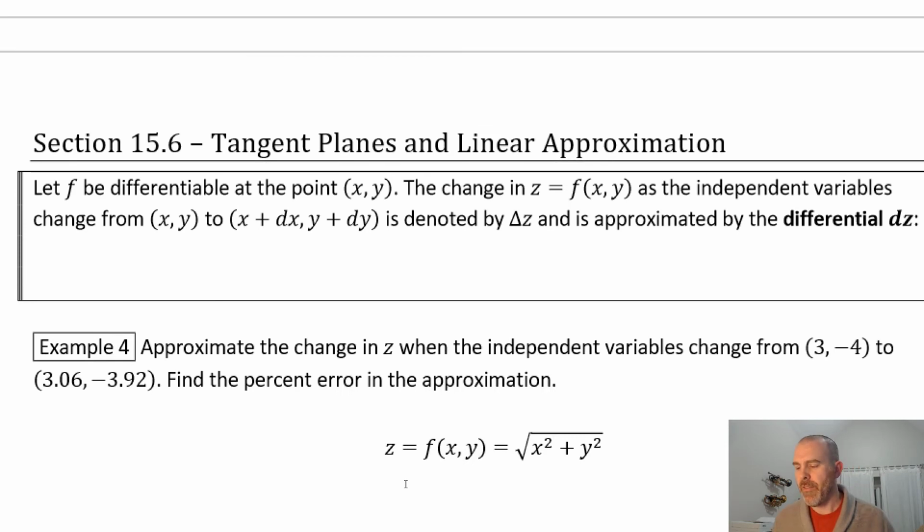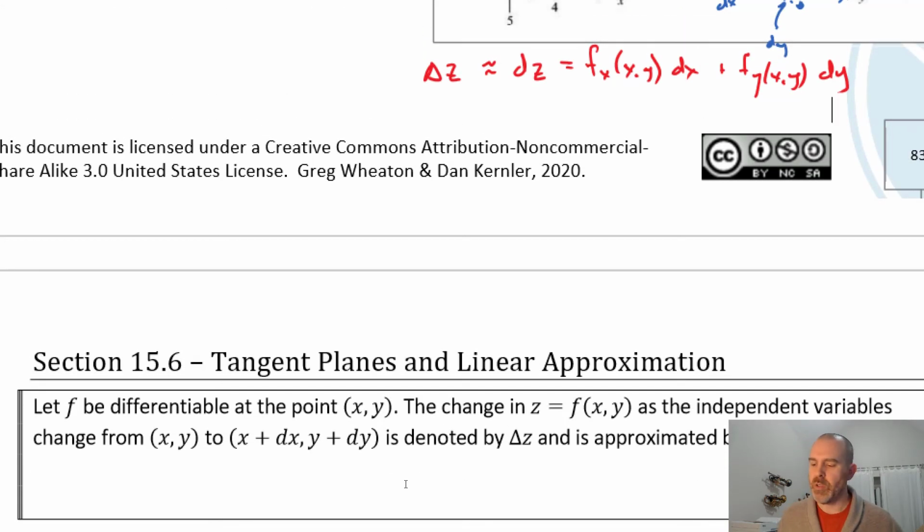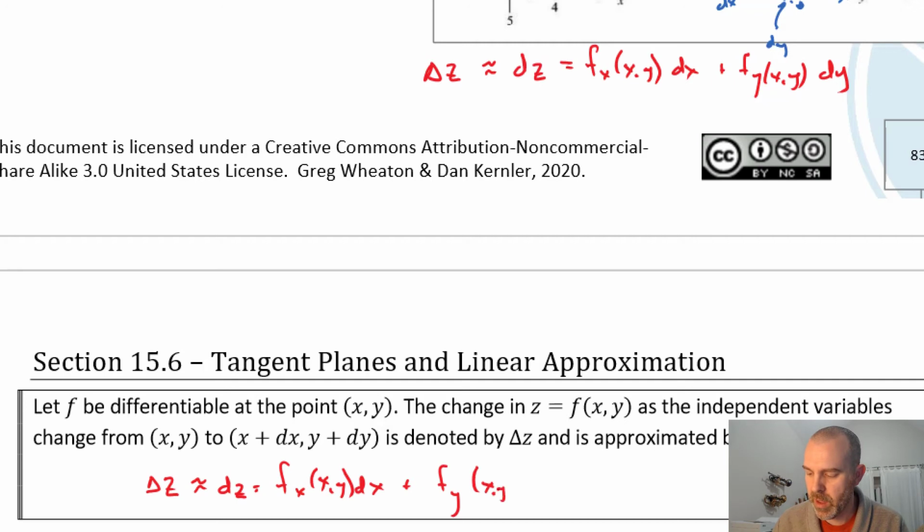Suppose f, oops, we can scroll back up so you see there. Suppose f is a differentiable function at the point. The change in z, as the independent variables change from (x, y) to (x plus dx, y plus dy), is denoted delta z and is approximated by the differential. Delta z is approximately equal to dz, which is the slope in the x direction multiplied by the change in x, plus the slope in the y direction times the change in y.